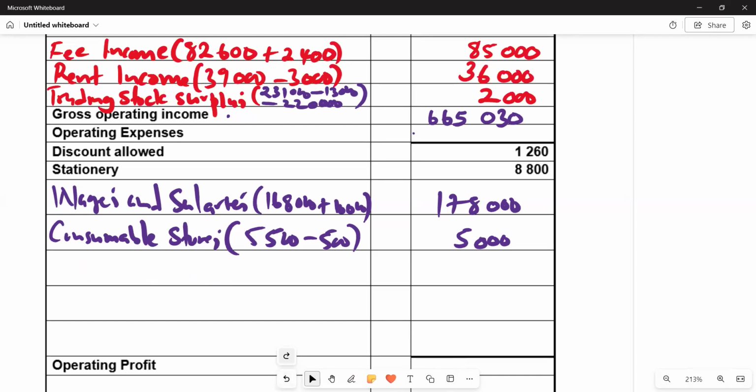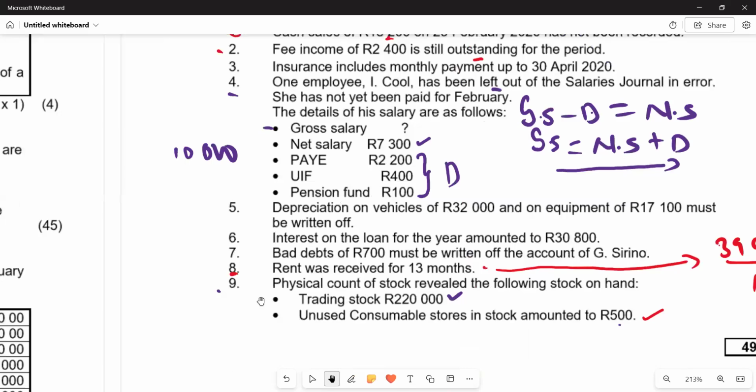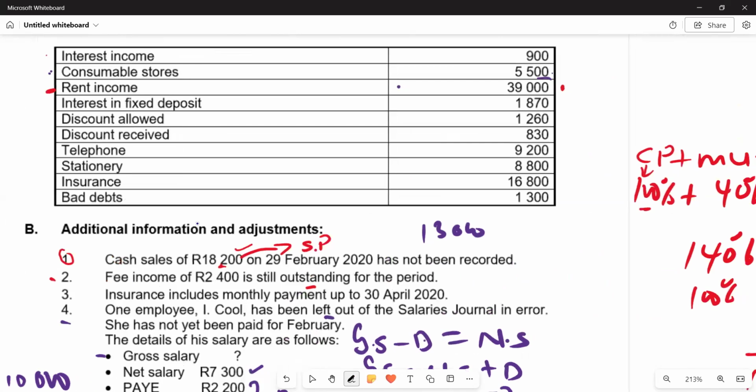Then we can look for another expense which is not discount allowed. So you have to check for that as you are answering: all the pre-entered figures, you do not enter them twice. So we have got our discount received, which is not part of our expenses. Then we've got telephone, 9,200. We try to see again if we have got anything that is affecting our telephone in the adjustment section.